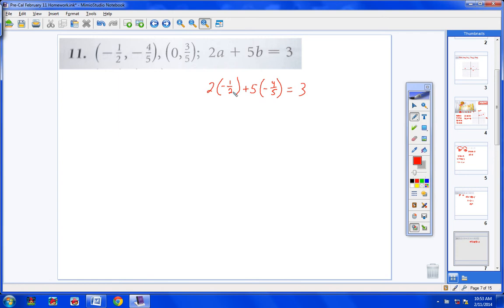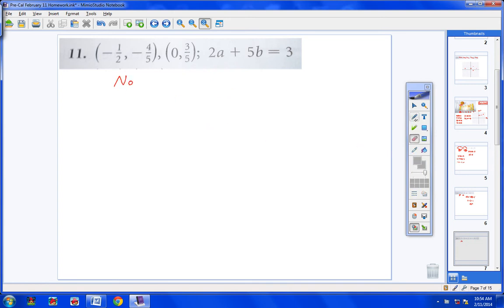A positive times a negative is negative. 2 times 1/2 is 1. A positive times a negative is negative. And 5 times 4/5 would be -4. Obviously, it's not going to work. A -1 and a -4 is a -5. -5 does not equal -3. So this ordered pair here is a no.